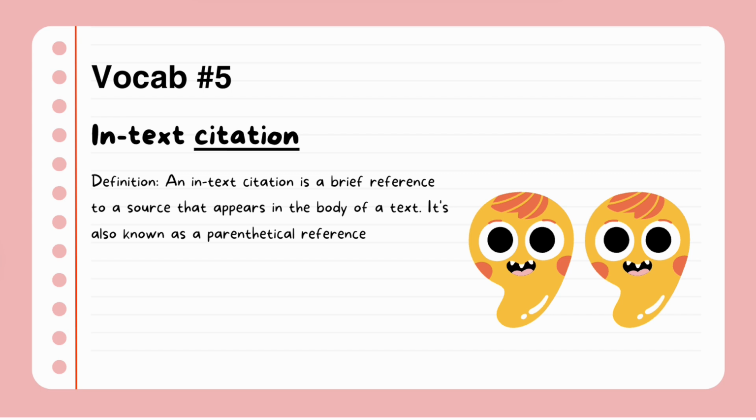Our fifth vocab word is going to be in-text citations. Again, there's that important word that we're talking about, citation. The dictionary definition of an in-text citation is a brief reference to a source that appears in the body of a text. It's also known as a parenthetical reference. So in short, an in-text citation would be when you are writing something and you put a citation in the middle of your writing. That would be an in-text citation because you're using a quote and you're putting it in your own work.